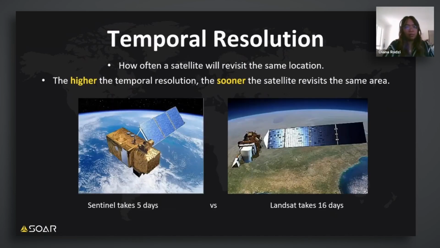Now, a good example of this is comparing Sentinel and Landsat. So Sentinel can take 5 days to come back to the same location, whereas Landsat takes up to 16 days. Now, these are just two examples. Different satellites have different temporal resolutions, depending on how many are in its constellation. But these are just two very popular and more familiar examples that we see.